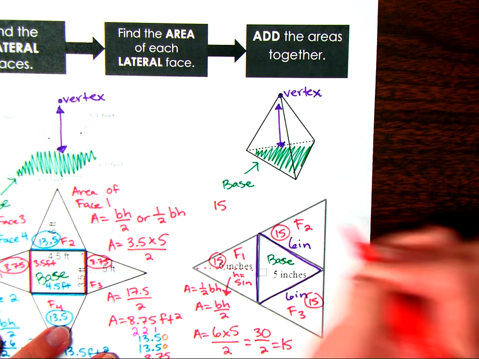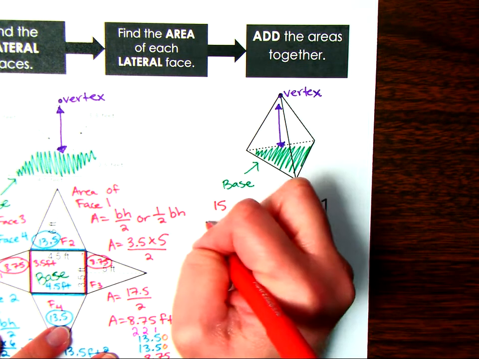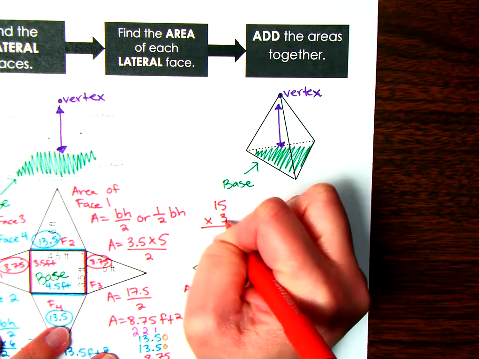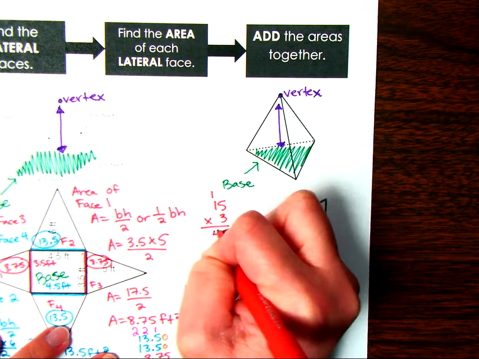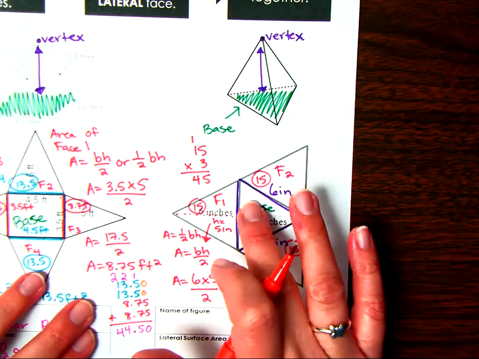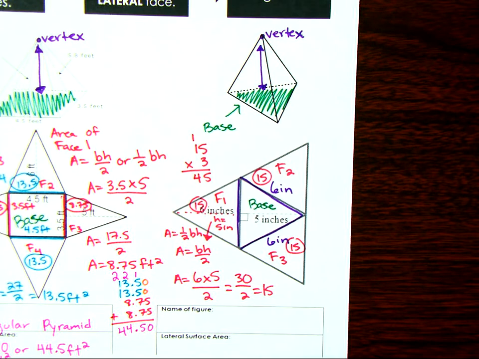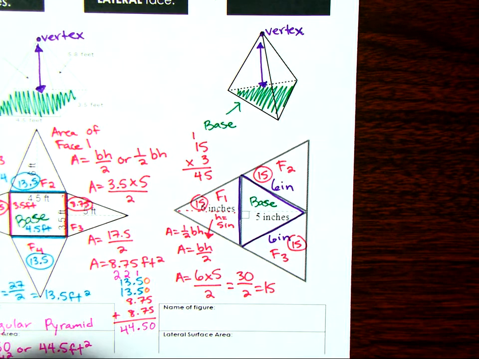But 15 plus 15 plus 15 is the same thing as saying 15 times 3. So 3 times 5 is 15, 3 times 1 is 3, plus 1 is 4. So we're not including the base. Okay? When you want the lateral surface area, you only want the faces only.